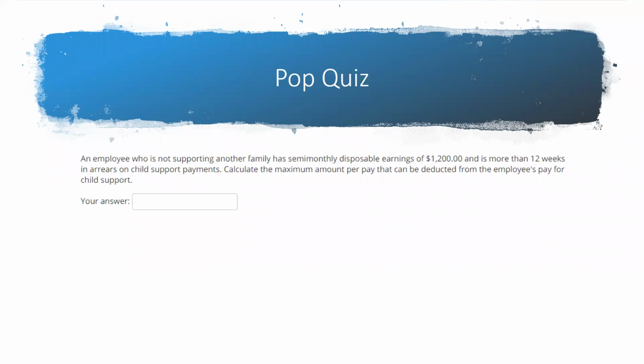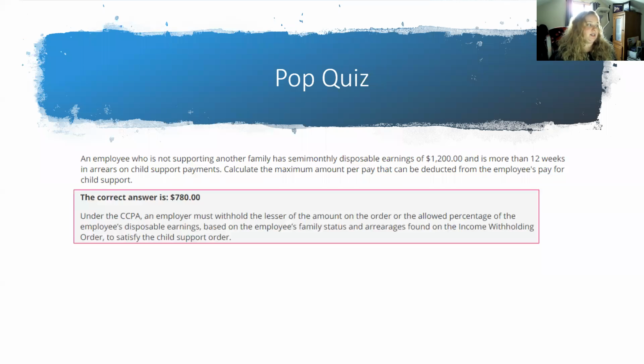Did I get it wrong? Is it 55%? 65. It is 65%, and 65% of 1,200 is 780.